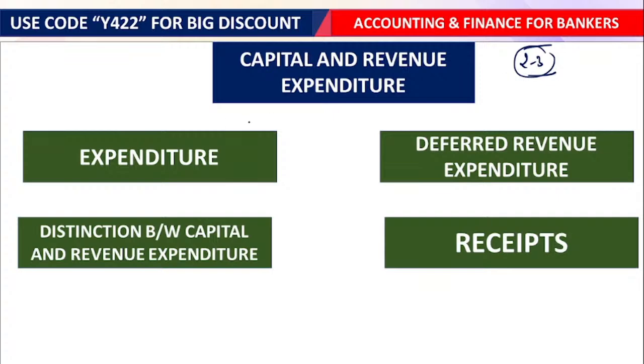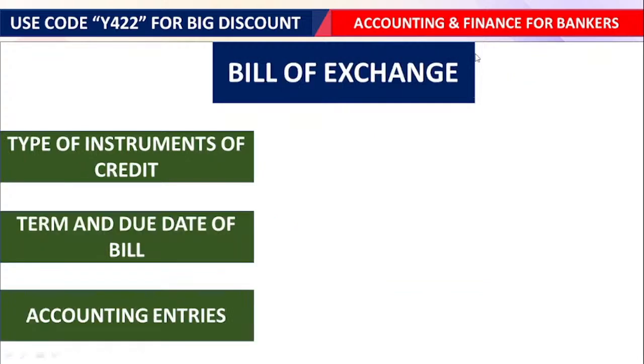Okay, so you also have to understand what is expenditure, what is deferred revenue expenditure, the distinction between capital and revenue expenditure, and what we understand by receipts. Those are some very small topics that you have to understand in this chapter, and it is quite simple. You are just going to get 2 to 3 marks questions from this chapter in the examination. Okay, now the next chapter is bill of exchange, and that is the last chapter of your Accounts, Module B of the AFB subject.